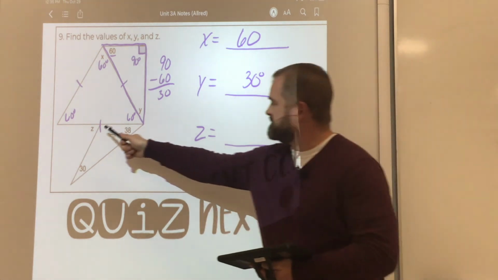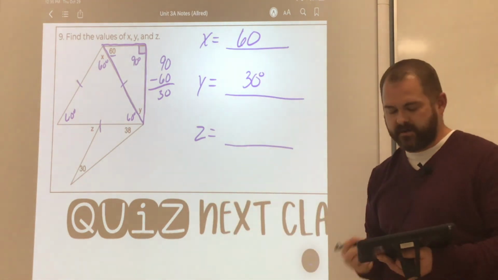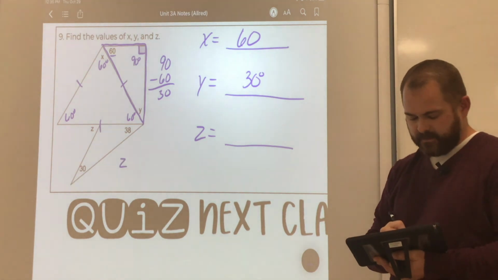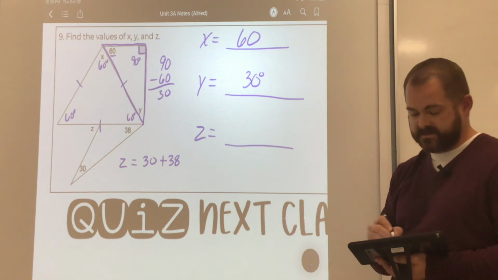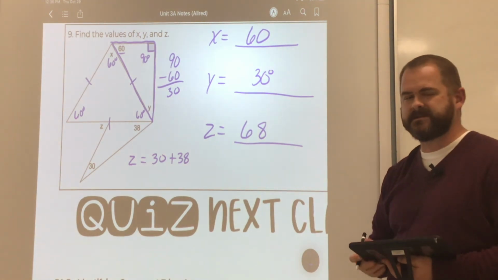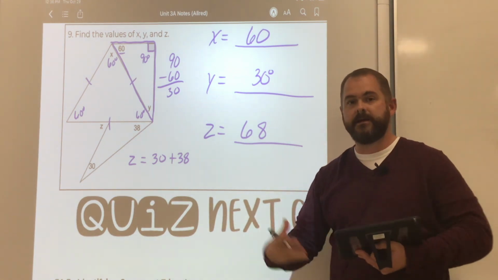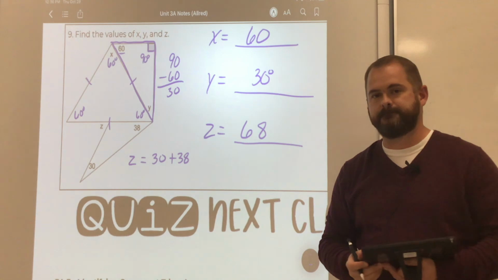Finally, to find the value of z, that's an exterior angle, and these are your two remote interior angles. So again, z must equal them added together. 30 plus 38 is 68. That's how you can find these. Think of these missing angle problems as a puzzle. Find all the pieces you can to see what gets you to what's missing.